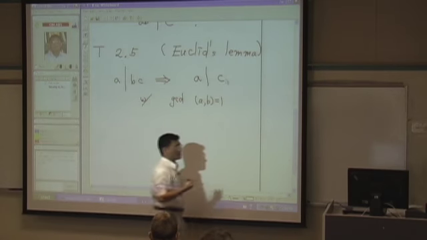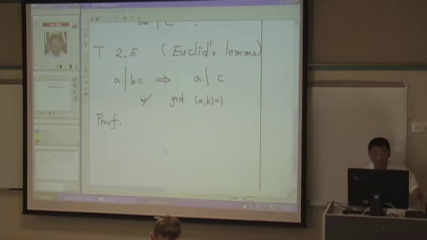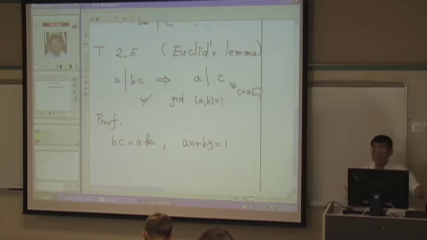So let's begin the proof by converting this statement into the equals representation. The first line can be written in this form: BC equals A multiplied by some number, say K. And here, GCD of A and B equals 1, it can be converted to what? AX plus BY equals 1. And finally, what is the goal? The goal is showing that C equals A multiplied by something, right? So we have this goal.